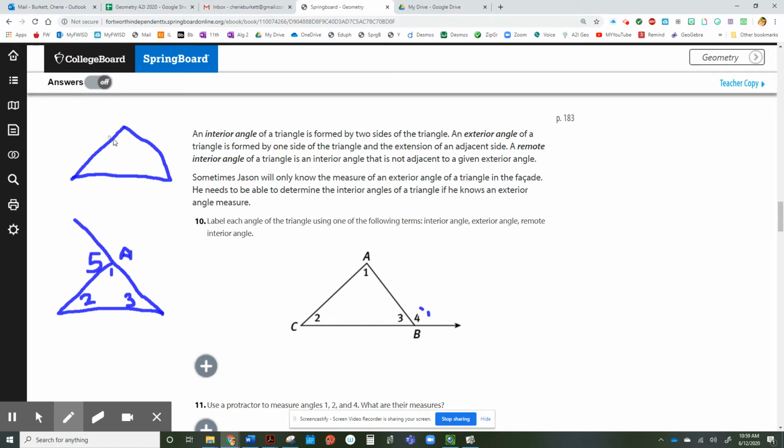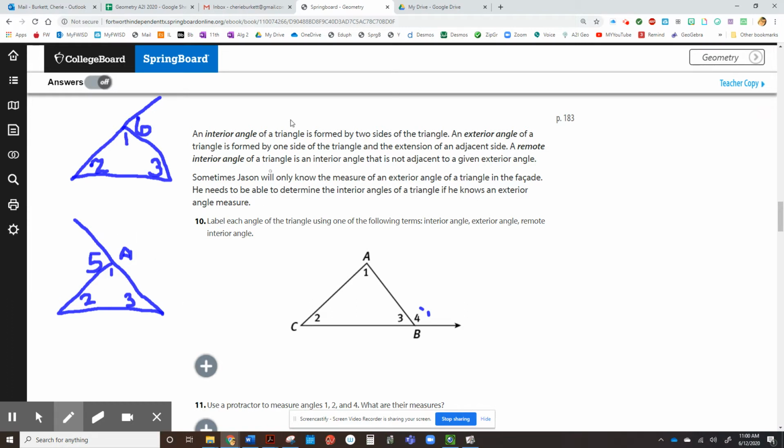I could have also taken this other side and extended it out, and 1 is still considered the interior angle, and now this one is considered an exterior angle, and we would call that angle 6. And the reason we can't call this angle A anymore, think about it. Why can't I call that angle A? Because as soon as I extend it out and create two angles that each have a vertex at A, it's very unclear what angle A is. So that's why I'm numbering them.